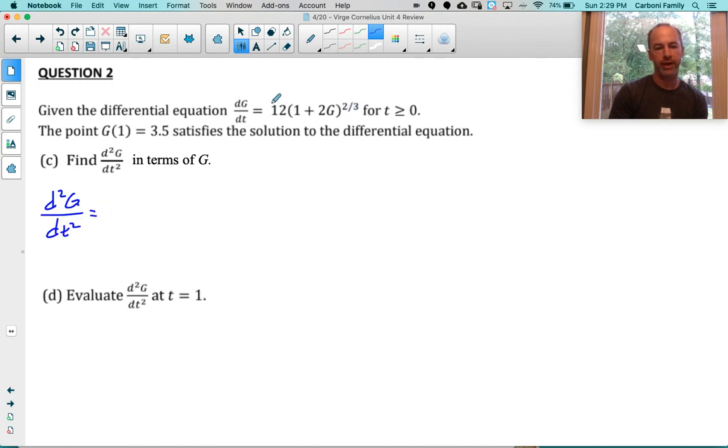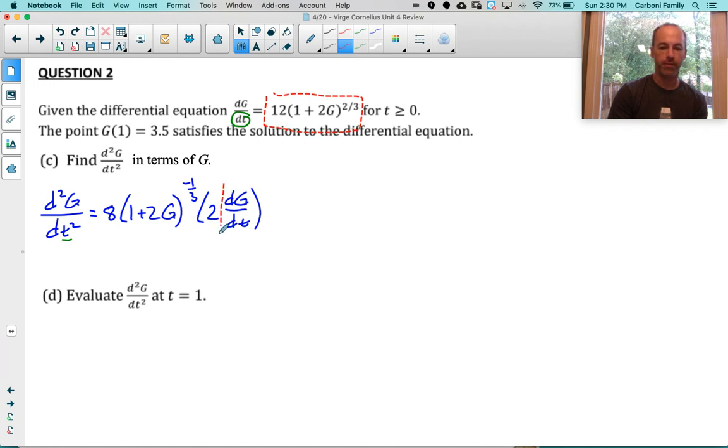And so that would be, we'll bring down the 2/3. 2/3 of 12 is 8 times (1 plus 2g) to the negative 1/3 times 2, because that's the derivative of the inside. But remember, this is a derivative with respect to t, and g is not a t, so you have to tack on the dg/dt. g gets that implicit treatment, so I have to put that in there. And if I want the second derivative of g in terms of g, dg/dt doesn't work. I now would have to replace dg/dt with this.